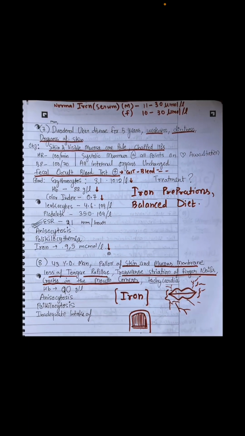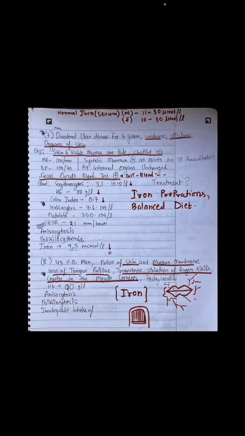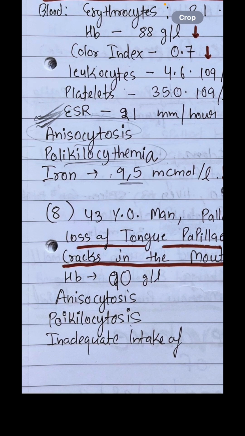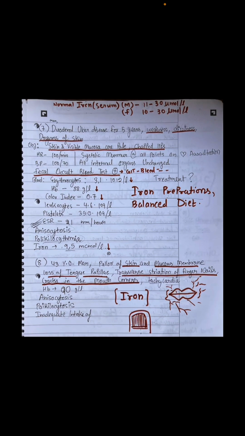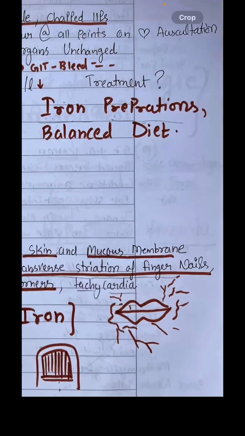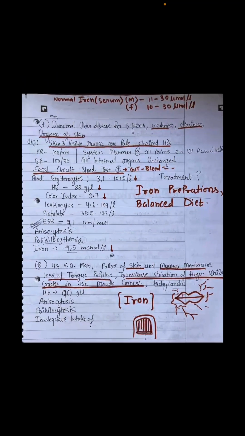Next, the patient reports transverse striation of the fingernails, which we will see in cases of iron deficiency anemia, along with anisocytosis, poikilocytosis, and cracks in the corner of the mouth. This is something new. So see the cracks in the corners of the mouth. I'll try to include some photo in the next shots.